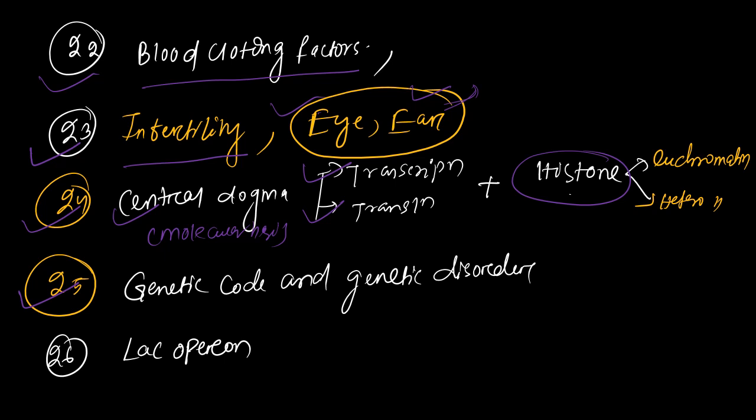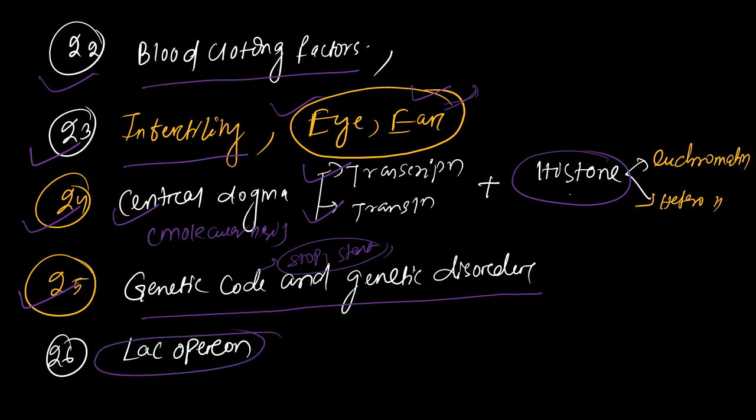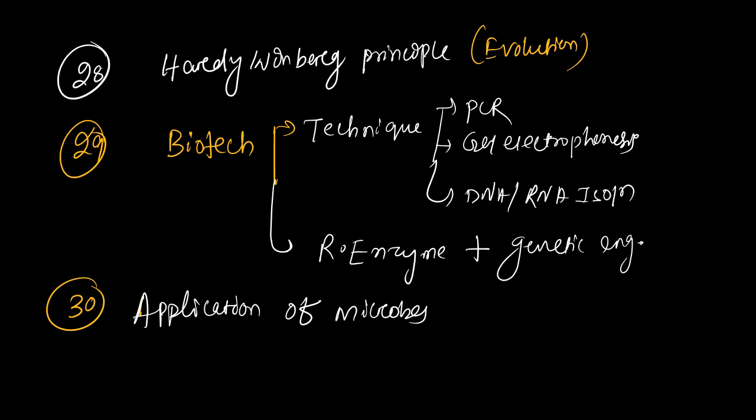Next, 25, genetic code and genetic disorder. Genetic code like stop codon, start codon, and some amino acids that are coded by two or more codons. Next, lac operon. This is also important for your exam. In evolution, one topic known as Hardy-Weinberg principle that also defines population ecology.